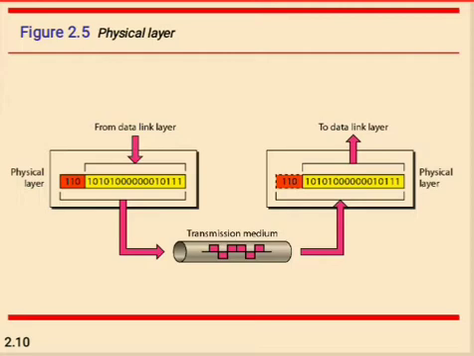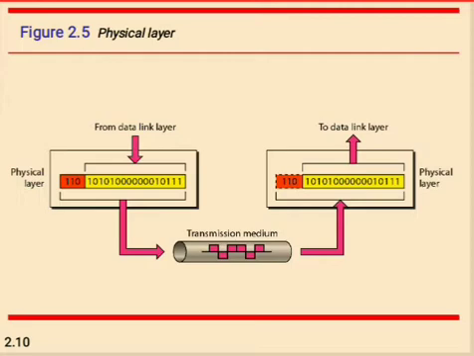So what is the second function? Bit rate control: the physical layer also defines the transmission rate. The transmission rate is the number of bits sent per second, that is, the speed used between the sender and receiver side.